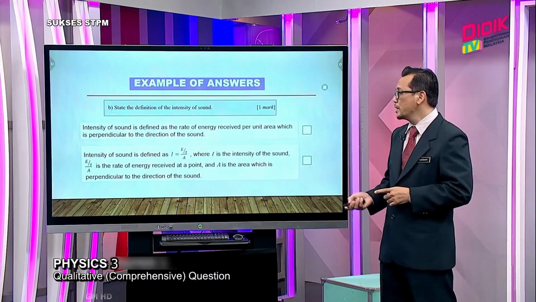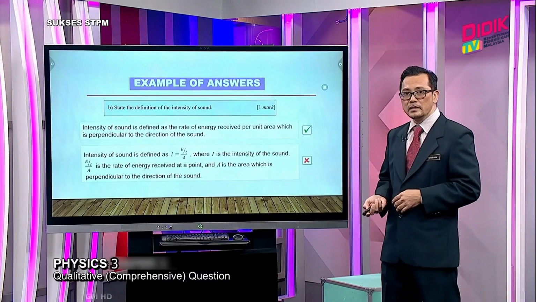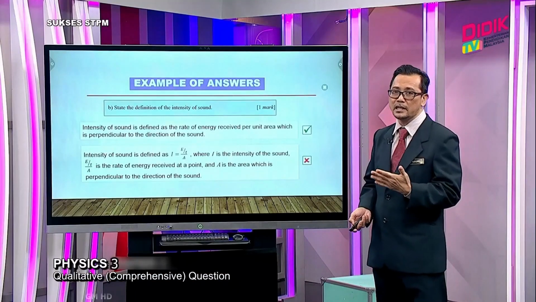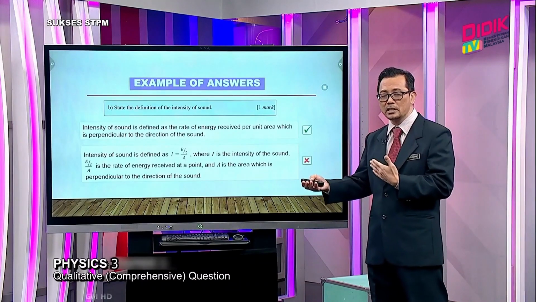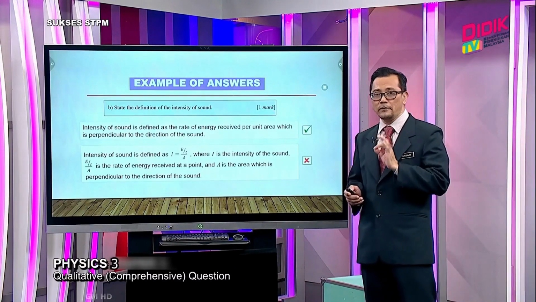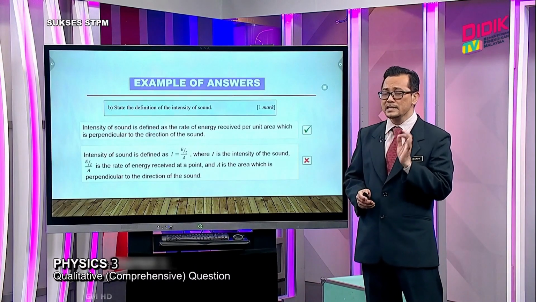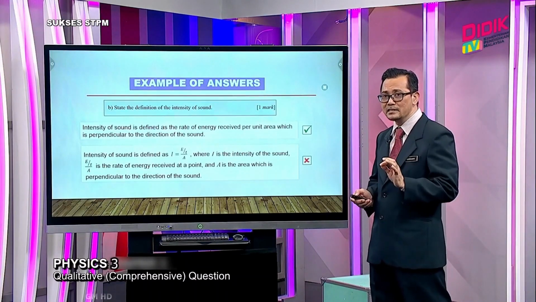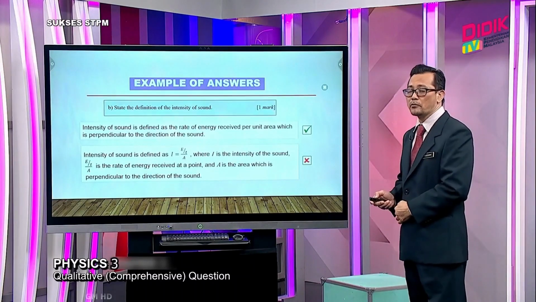But look carefully: for this kind of question, the second answer, using the equation of the intensity, is not accepted because it does not meet the requirement of the question. Remember, the question asks you to state, so you have to state it. You kena nyatakan, awak kena nyatakan apakah yang dimaksudkan ataupun definisi intensity itu. So please look carefully. Both questions look similar, but there is a slight difference. So remember, if the question starts with state, do not use the equation to write your definition.